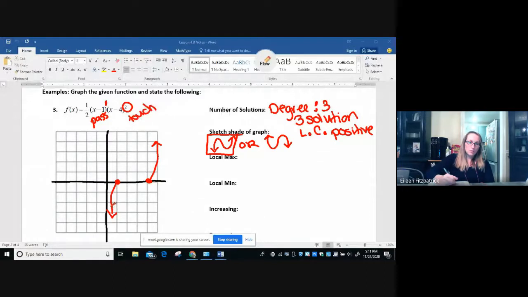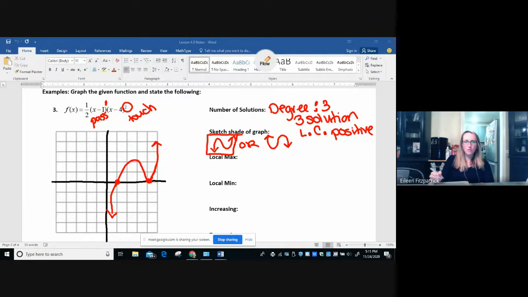So that means for the answer, at the x-intercept of 1, I'm going to pass through it and go up a little bit. Then I have to start turning and coming back down. And then I'm just going to touch and change directions and go back up. Okay, so that is a rough sketch of our polynomial.